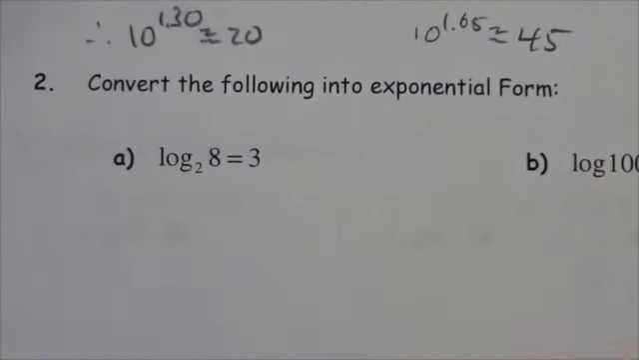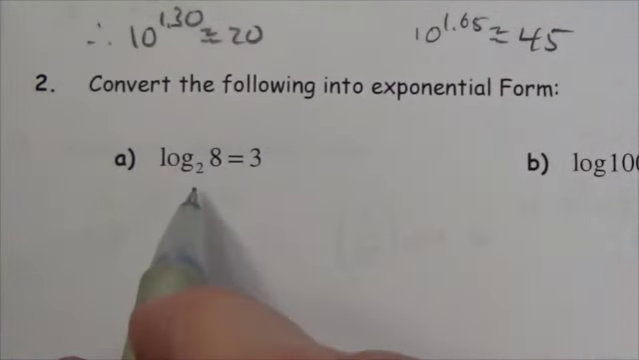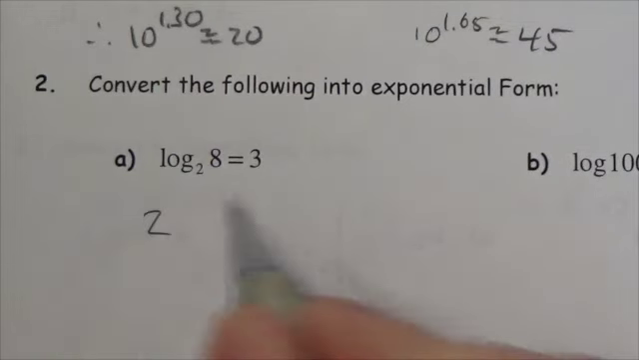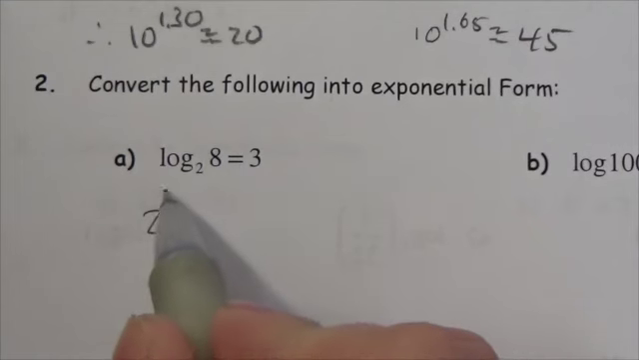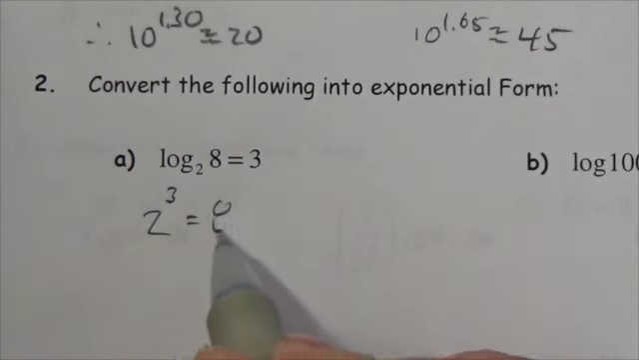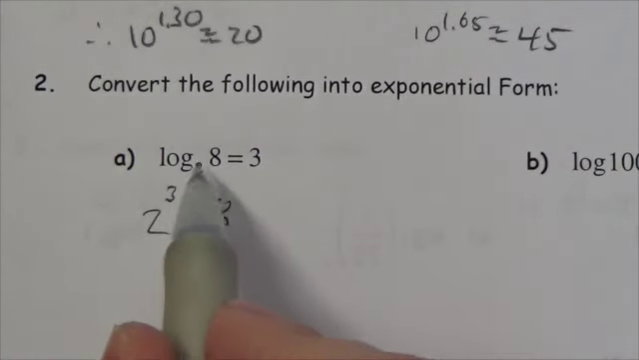Convert each of the following into exponential form. In this question, we're just going to repeatedly practice converting from one form to the other, from the log form to the exponential form. And then later on, we'll do this in the other direction. So here we go. The base of the logarithm is the base of the exponential form. A logarithm is an exponent, so this will be 2 cubed, and it'll equal the argument of the logarithm, whatever's inside the log. So 2 cubed equals 8. That's the pattern. Base to the power equals what's inside.